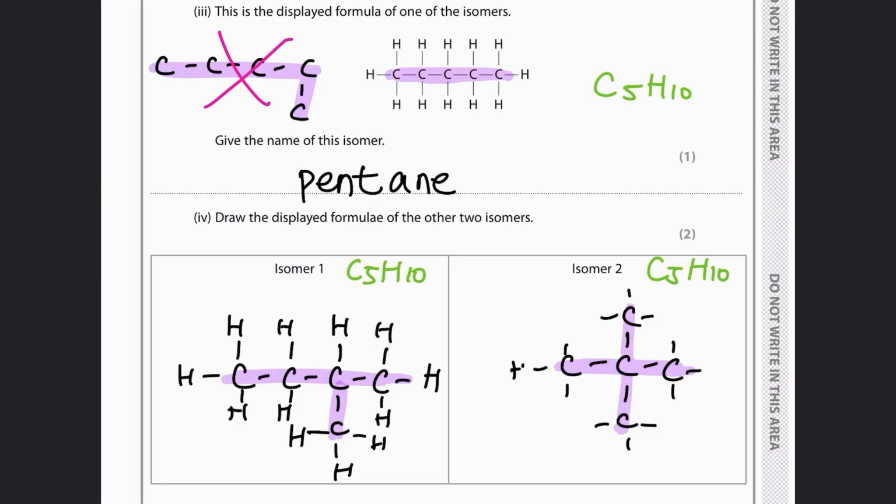And after you guys have finished it, what are you going to do? You're going to check that they all have the correct number of carbons and hydrogens. They should all have 10 hydrogens and 5 carbons. And if this is wrong, let me know. But it is correct.